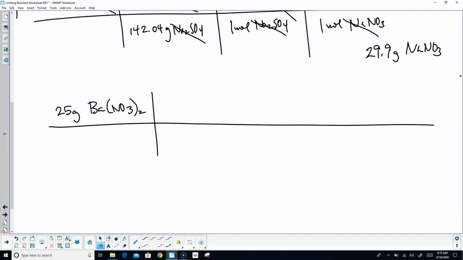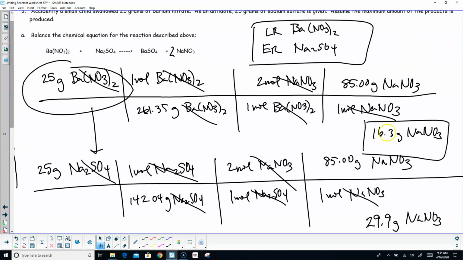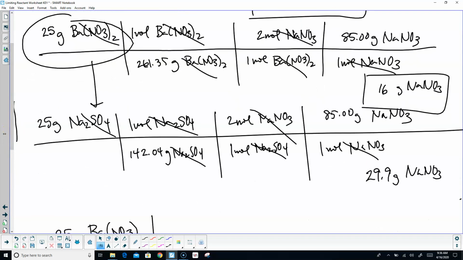Oh, you know what I just realized? I didn't observe sig figs, did I? Because I only had 2 here, so this answer actually should be just 16. And then instead of 29.9, it should have been 30 with a decimal for 2 sig figs. There you go. Forgive me. Okay. So anyway, at least I caught it.